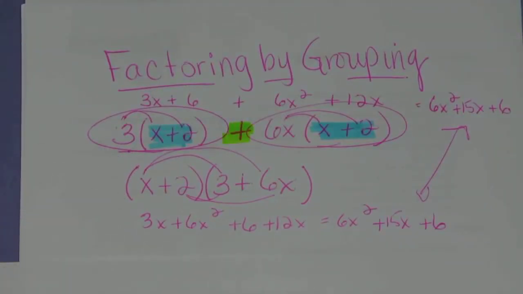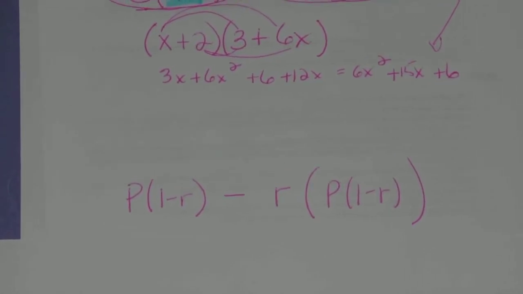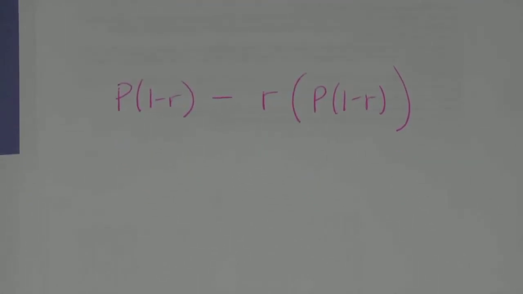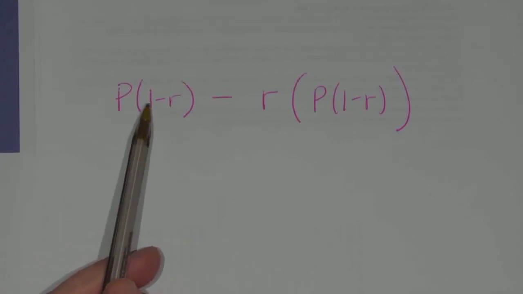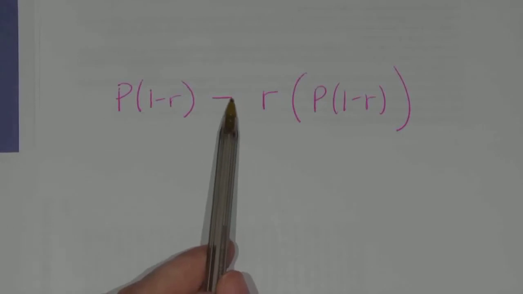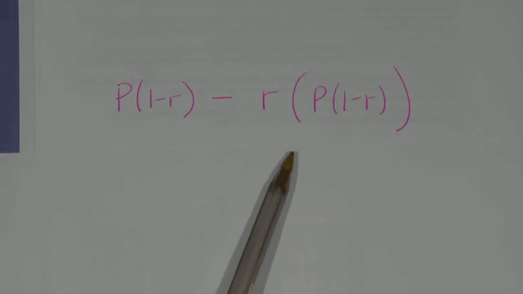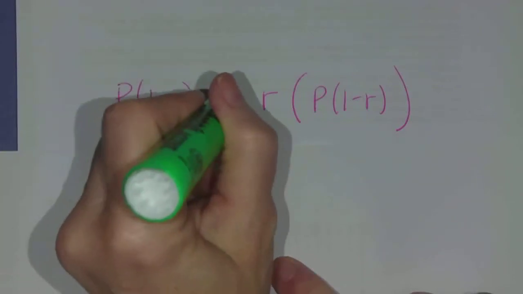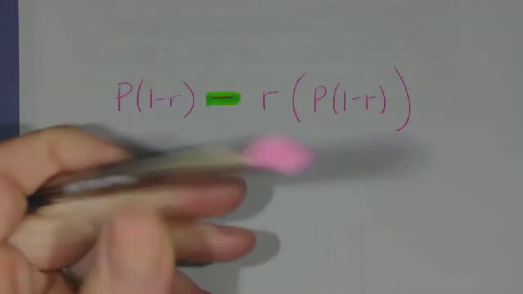Now, how's this going to come into play today? Well, today, during the lesson, we're going to be faced with a problem that looks like this, which I know is kind of strange. It'll make sense in a minute. But here's what we've got. We've got P times the quantity of 1 minus R minus R times the quantity of P times 1 minus R. So if I kind of use my same strategy here, let me highlight the minus here that separates these two terms. So I'll put a circle around here and a circle around here.